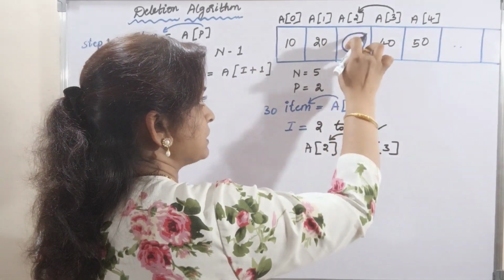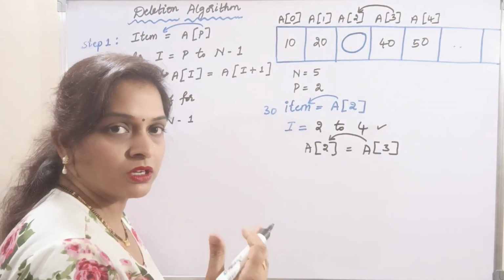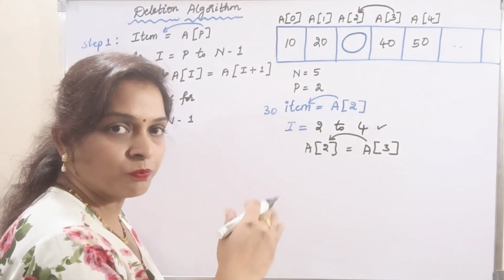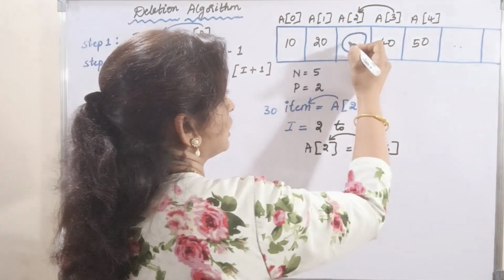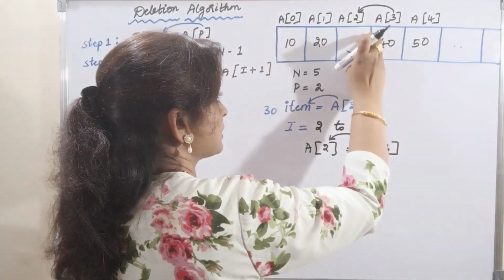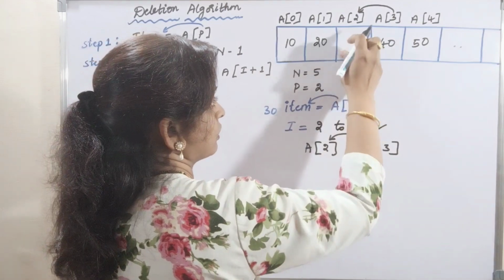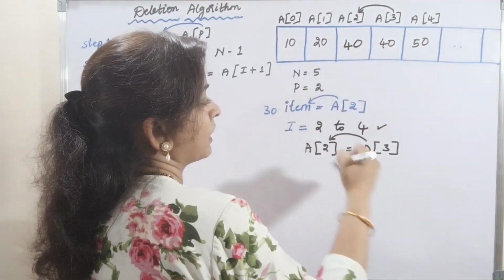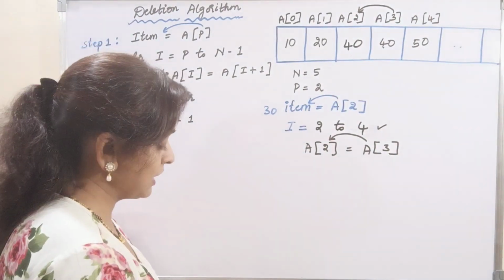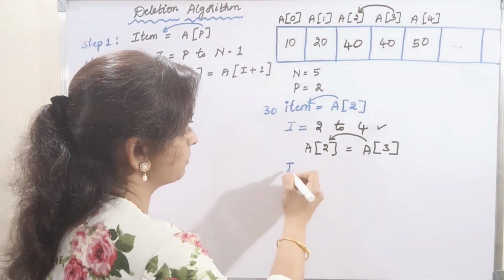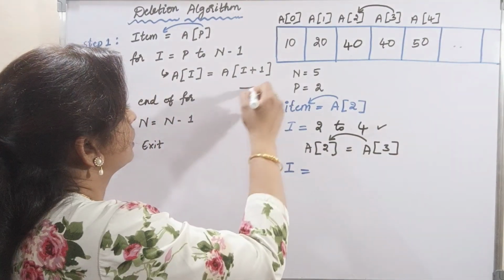So here, position plus 1 will come to position. That's what happens whenever someone exits from the queue: the next person comes to the position. So here 40 will come. A of 3 will be shifted to a of 2. So here comes 40. Again loop back. I need to move forward, so i has to be increased.